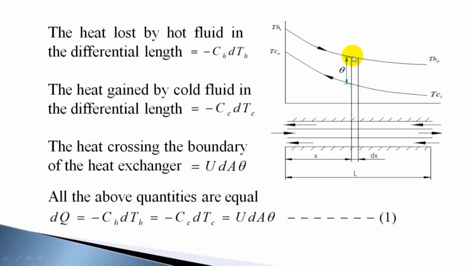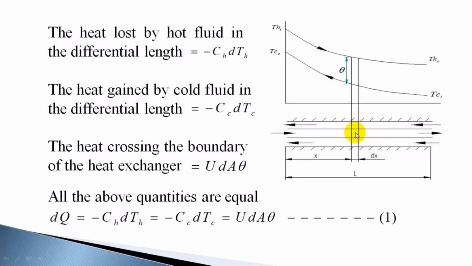The hot fluid temperature is decreasing, and dTh, the differential change in temperature for the hot fluid, is final temperature minus initial temperature. It is negative. Now to find the heat lost by hot fluid, you can use the equation: heat capacity of hot fluid into differential change in temperature. That will give the heat lost by the hot fluid in this differential length. That heat lost by hot fluid in this differential length is gained by cold fluid.